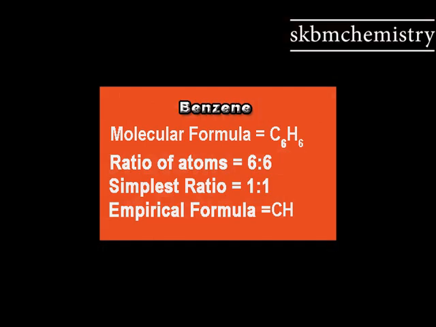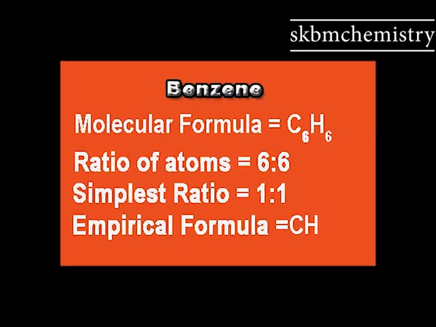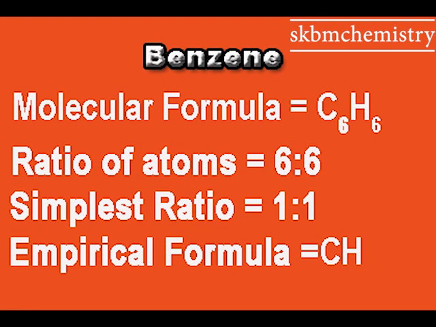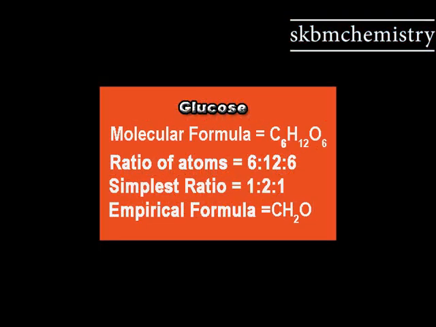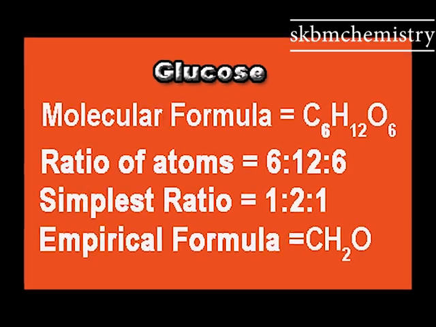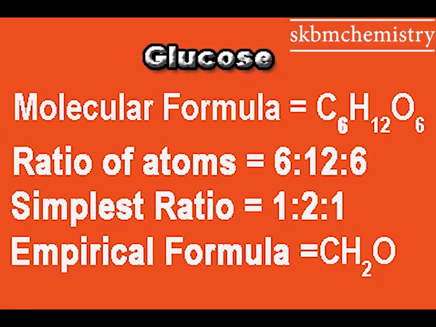In the case of benzene, the molecular formula is C6H6. That means there are 6 carbon atoms and 6 hydrogen atoms. So the simplest whole number ratio between them is 6:6 or 1:1. That is why the empirical formula of benzene is CH. In the case of glucose, the molecular formula is C6H12O6. So the simplest whole number ratio between the atoms is 1:2:1, or the empirical formula of glucose is CH2O.